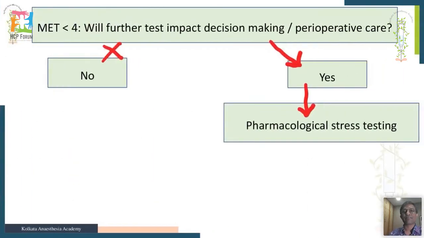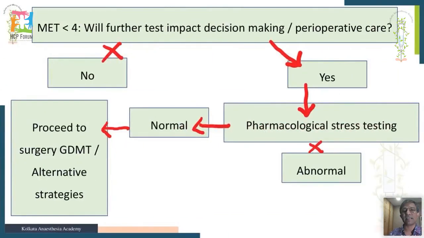If it is going to impact your perioperative care, then you do further testing, things like pharmacological stress testing. And if the pharmacological stress testing is normal, it gives you more confidence, it gives you more strength, and you proceed for surgery, again, with the goal-directed medical therapy or whatever. The pharmacological stress testing may prove that it is very, very bad.